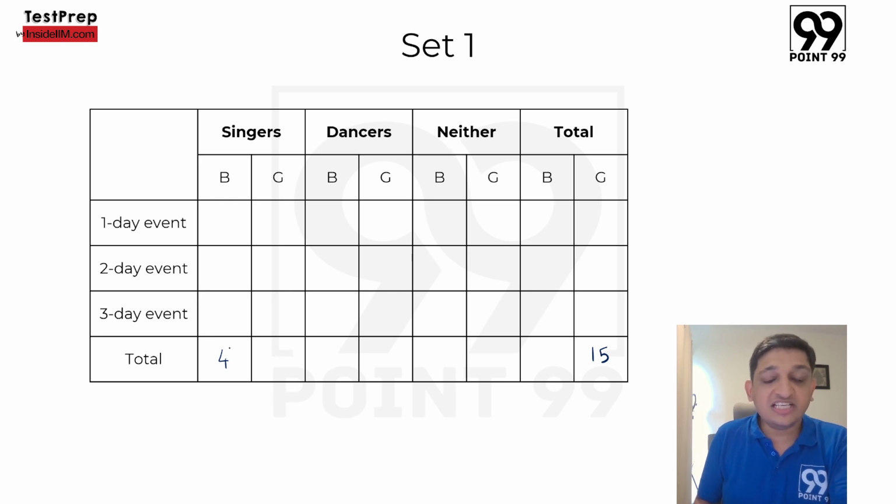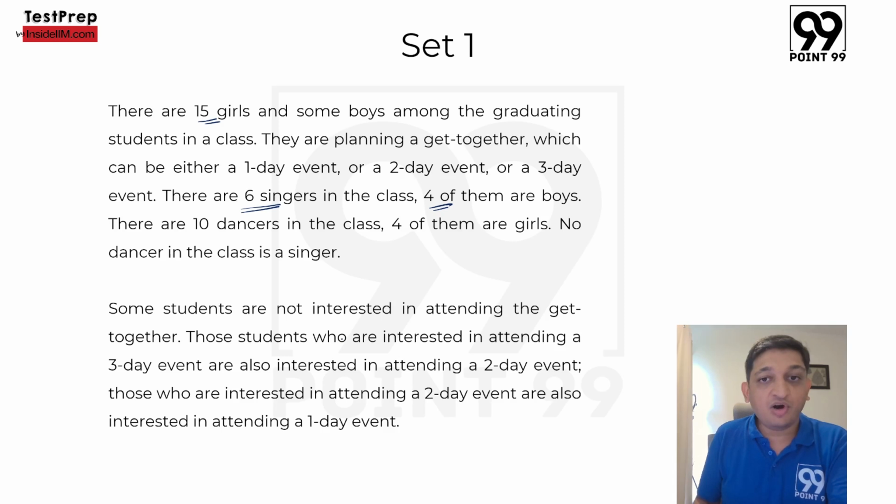That's what we know. So 6 में से अगर 4 boys हैं तो 2 singers have to be girls. So ये वाला part हमको समझ में आ गया. What else do we know?